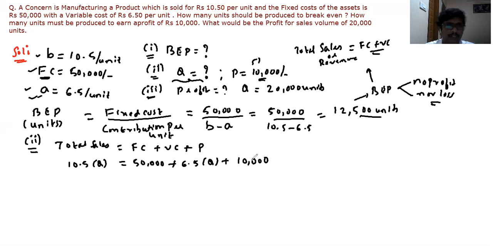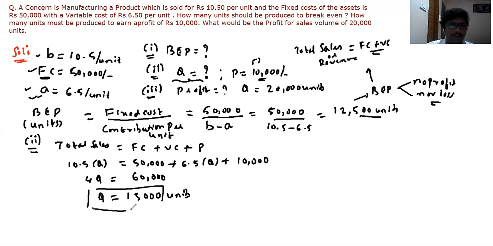So 10.5 Q minus 6.5 Q comes around 4 Q. It is equal to 60,000. So Q comes around 15,000 units. So to get a profit of 10,000 rupees, we need to produce 15,000 units.